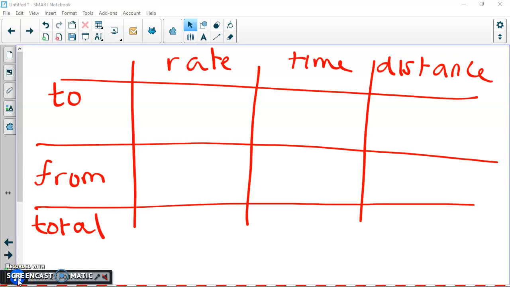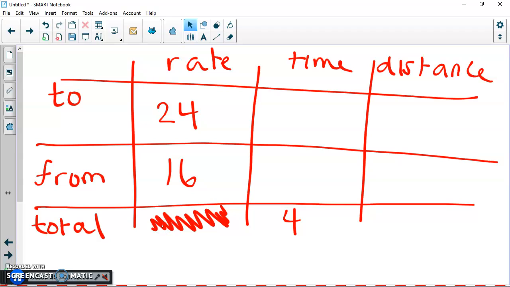All right, what information do they give us? So they say on the way there, the to trip is 24 miles per hour. The return trip is 16 miles per hour. The total time of the trip is 4. We don't need a total rate. That makes no sense. So we can just leave that blank.